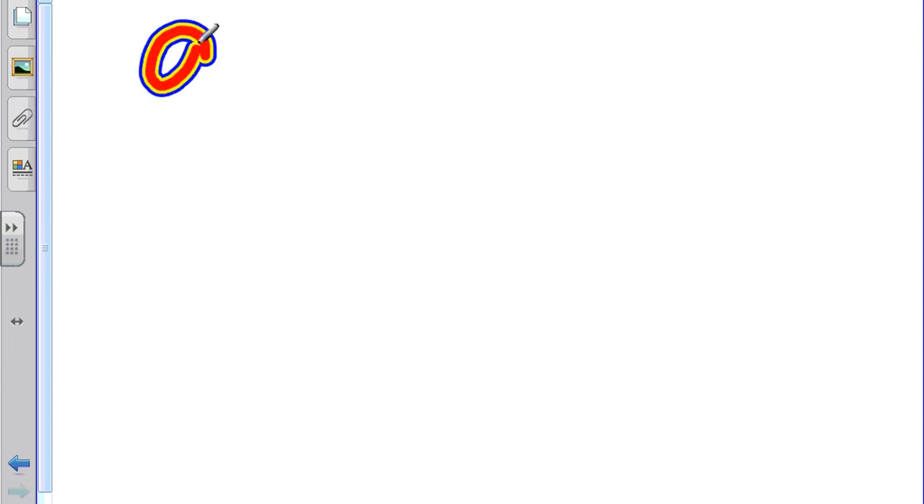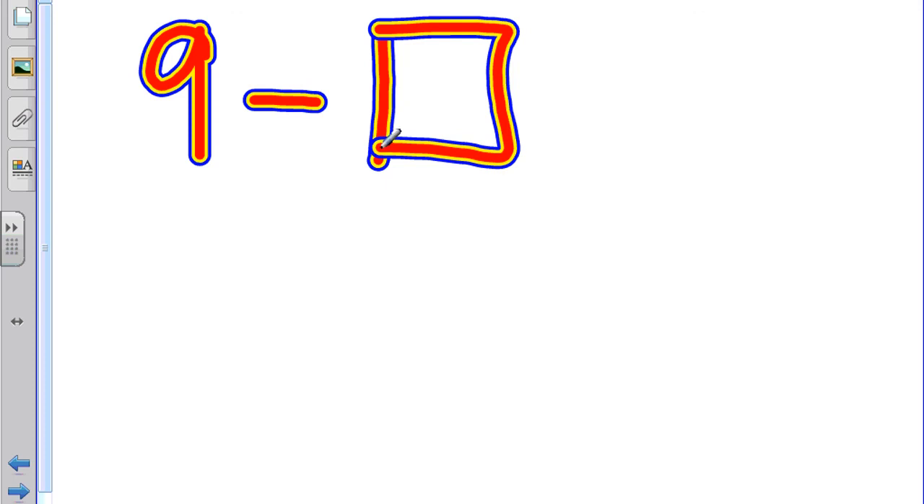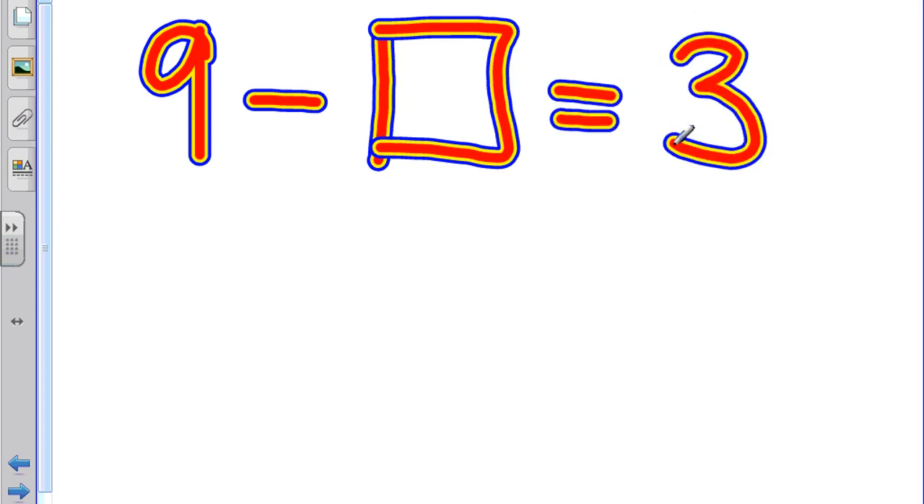Okay, this one is 9 subtract something equals 3. I need a story problem for this. Yes, Tristan? Mushroom had 9 stars. Bowser took away a number of stars, and now Mushroom only has 3 stars. How many did Bowser take away from it? You got it. Perfectly said.